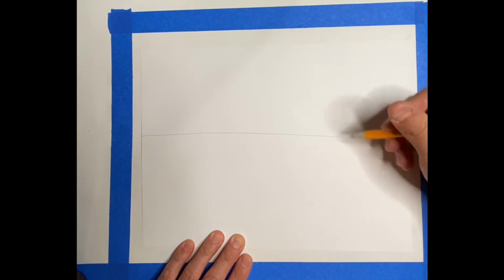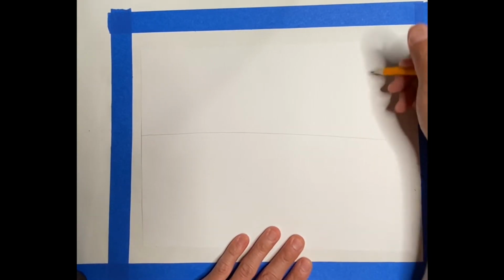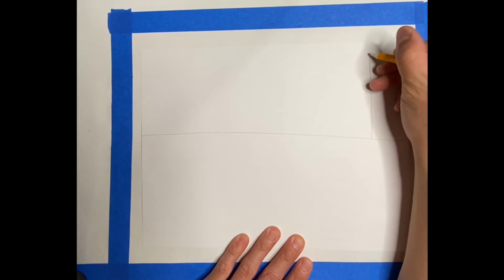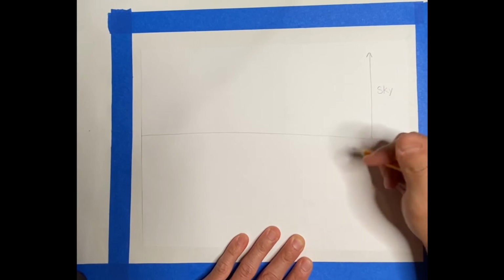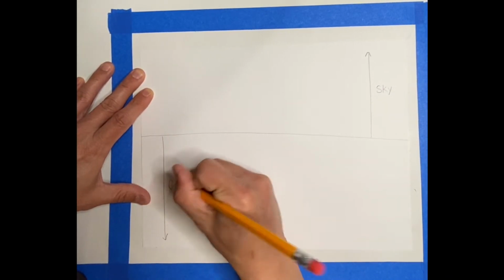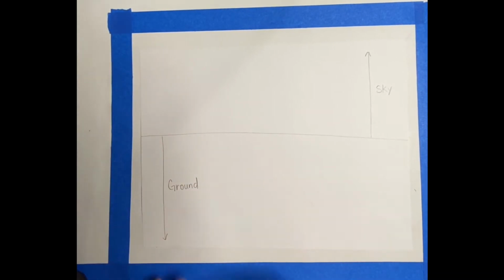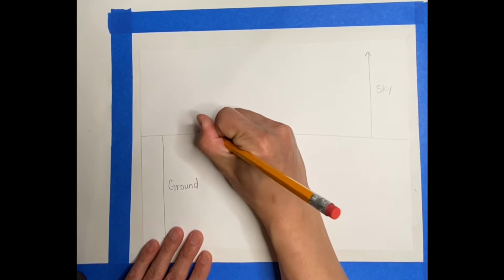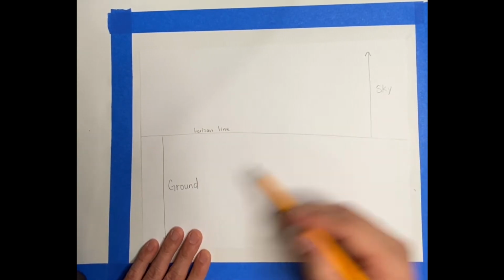Our horizon line is very important, and just for this note-taking exercise, for simplicity, we're going to call everything above the line the sky. We talked about this in the last notes, but everything above the line is the sky, and everything below the line would be the ground. So this horizon line would be where the sky meets the ground.